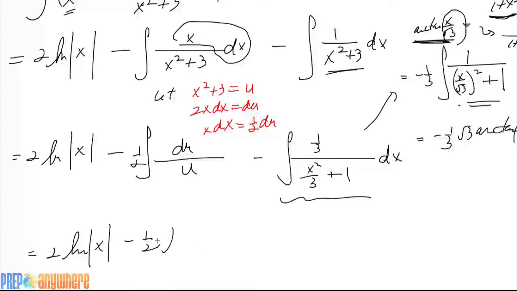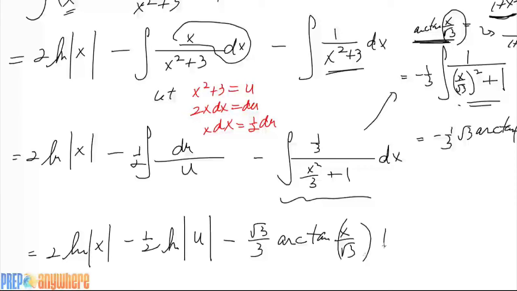And this right here, of course, is just ln of absolute value of u. This was a minus root 3 over 3 arctan x over root 3. Okay, plus constant. Of course, this u needs to be replaced with x squared plus 3. Okay, so that's the final answer.